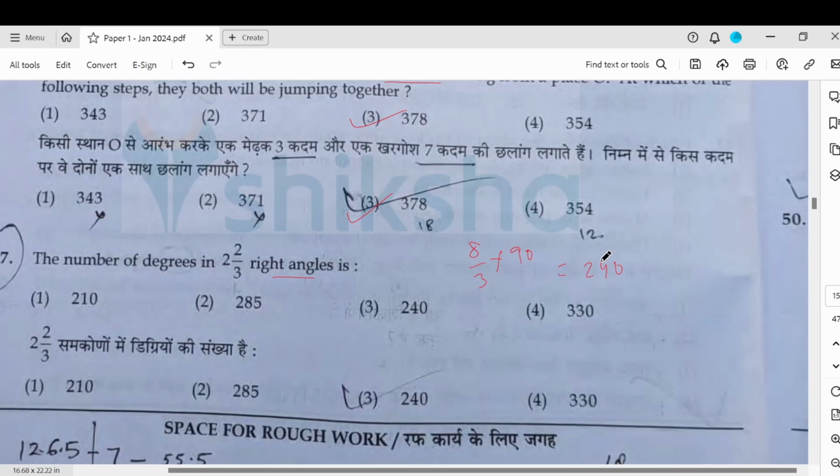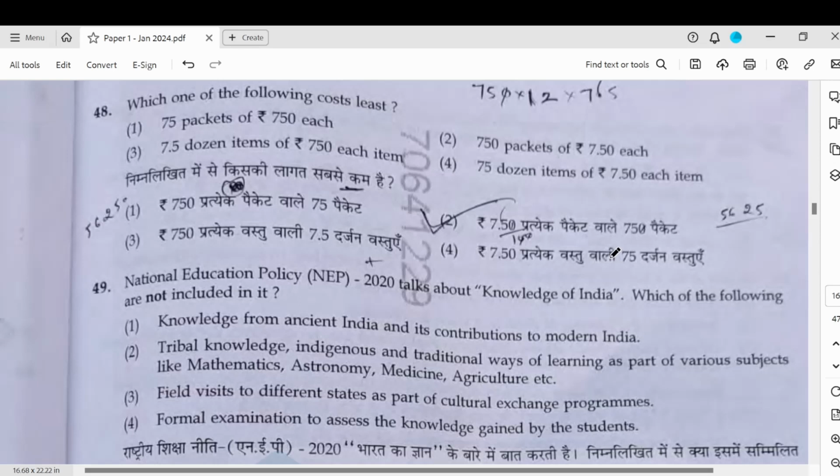Two right angles is 180, and 2/3 of a 90 degree is 60. So 180 plus 60. So this is not a very difficult sum. Which of the following costs the least? So this is a very well written question.